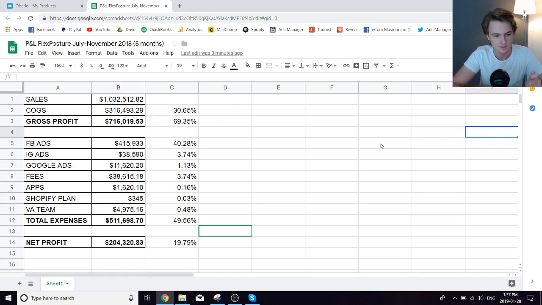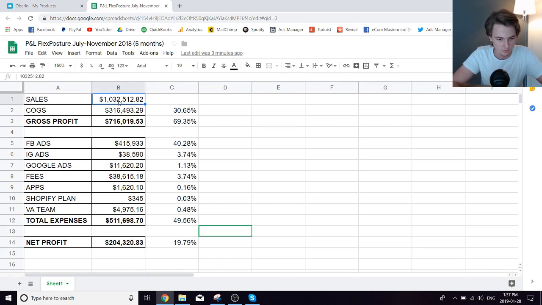So this is the P&L for July to November 2018, so that's excluding December, but December sales were only about 50,000, and so the majority of sales were in these 5 months, and I just haven't updated the profit and loss yet, but the margins remain the same pretty much, so it would just be a little more profit, like $10,000 more. But basically this is what the numbers look like.